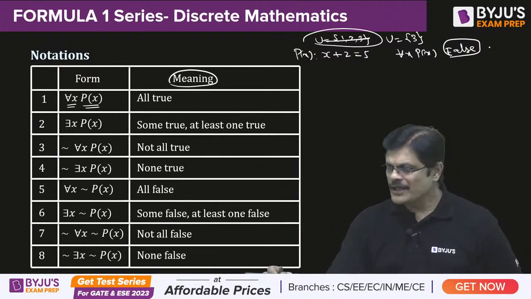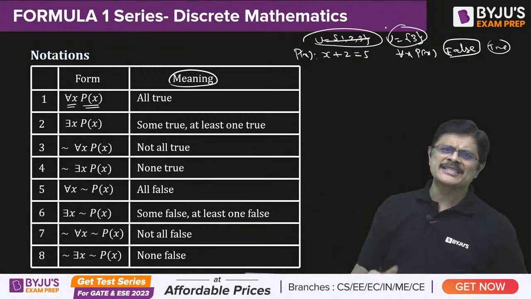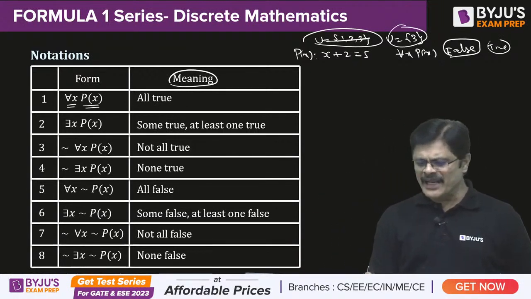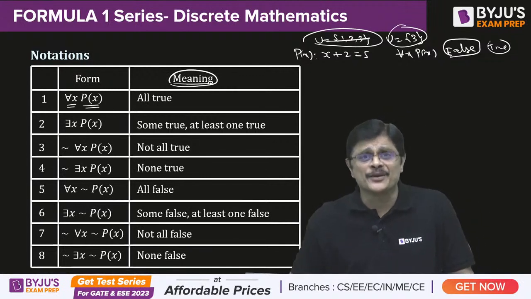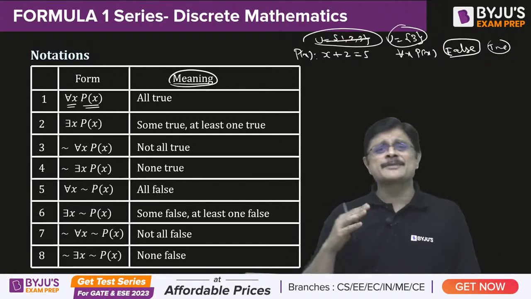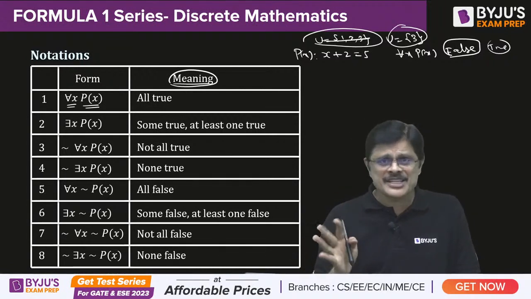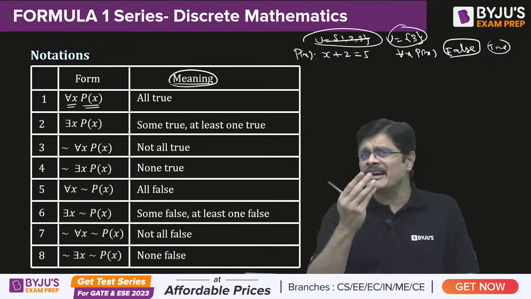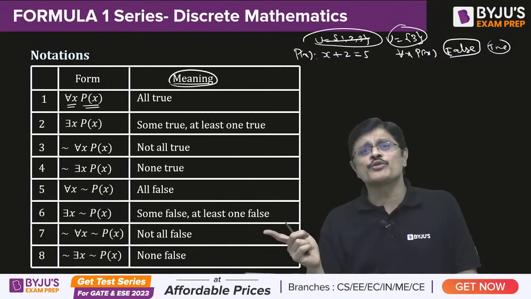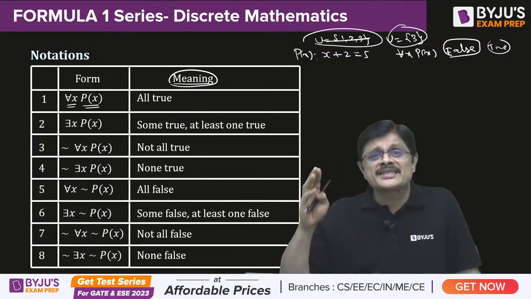It will be true. So this truth value depends on the universe of discourse as well as the predicate, my dear friends. But the meaning does not depend on the truth value. Whenever I say for all x, P(x), what I mean is for all values of x, the predicate is true. In both the cases, I mean the same. My meaning never changed. What changes is truth value. Truth value is problem instance dependent.